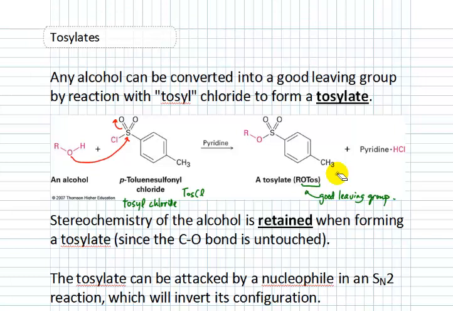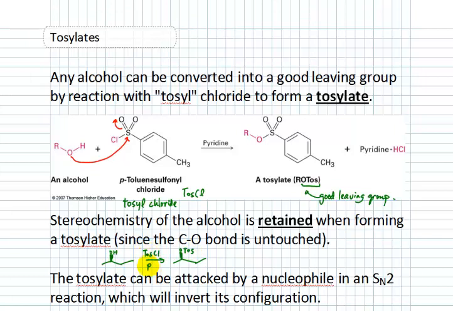So let's look at stereochemistry here. Stereochemistry of the alcohol is retained when forming a tosylate since the C-O bond is untouched. Very important. If I have an R alcohol, that makes an R tosylate. So OTos. It's essentially just replacing the H of an alcohol with that tosyl. Right.